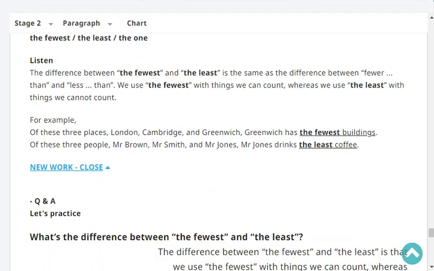For example, of these three places, London, Cambridge, and Greenwich, Greenwich has the fewest buildings. Of these three people, Mr. Brown, Mr. Smith, and Mr. Jones, Mr. Jones drinks the least coffee.